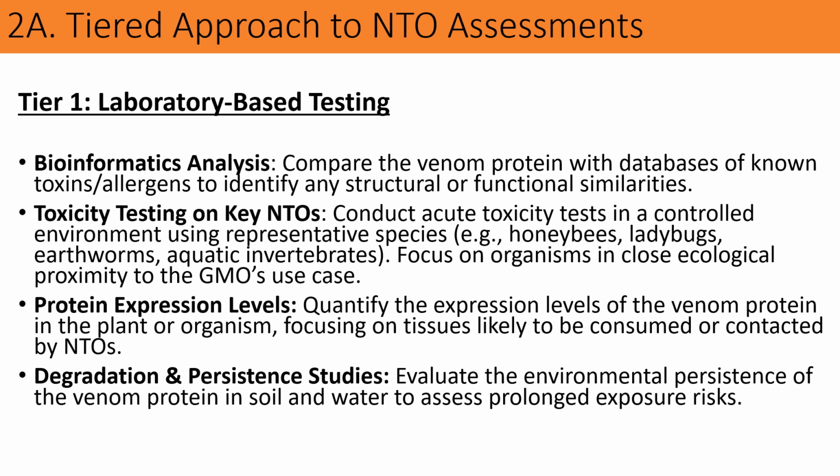Regarding non-target organism assessments, there can be a tiered approach. The first tier would be laboratory-based testing. Stage 1 of this tier would be to search databases for venom proteins and other toxins and allergens that could have structural or functional similarities with the venom protein. Next, there could be toxicity testing on key non-target organisms, ranging from honeybees and ladybugs all the way through aquatic invertebrates.